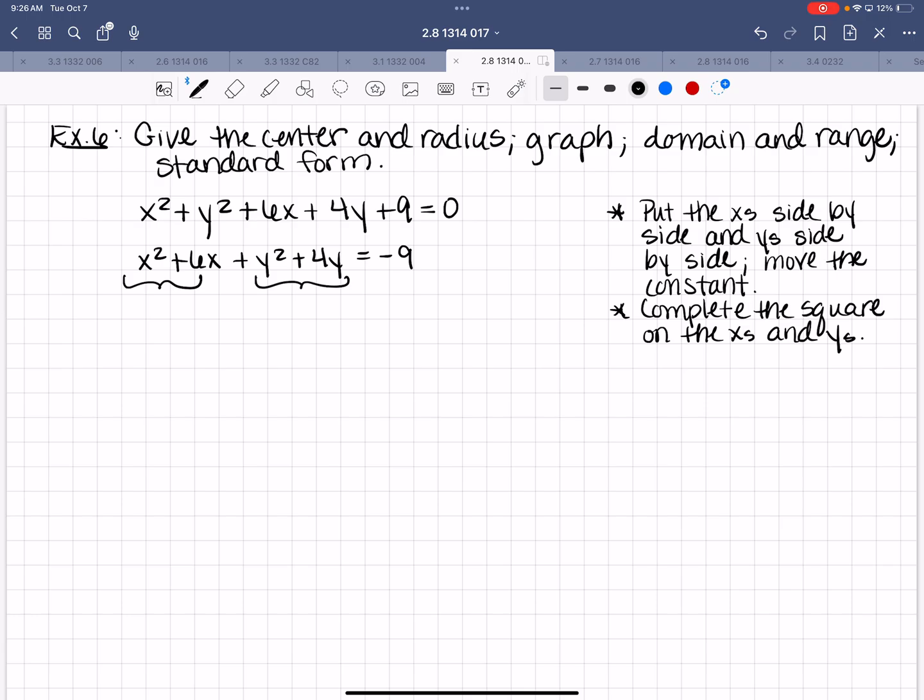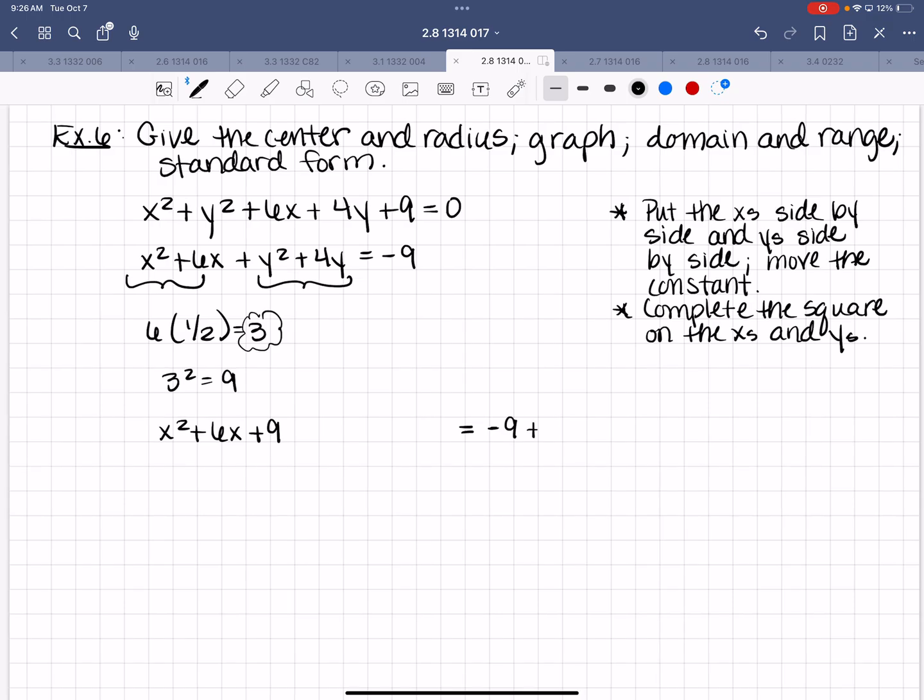Okay, so I take that 6 and multiply it times 1/2. That gives me 3. Remember, that's the one that I put in the cloud. Then I go 3 squared, and that gives me 9. So I've got x squared plus 6x plus 9. I'm going to leave some room for my y friends there. I've got my -9. Guys, what I did to one side, what did I do to the left-hand side so far? I added a 9, so I've got to add a 9 on the other side with my other friend.